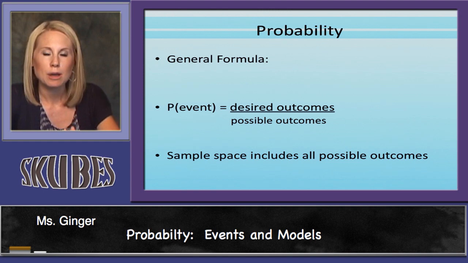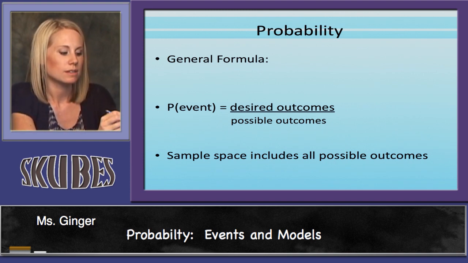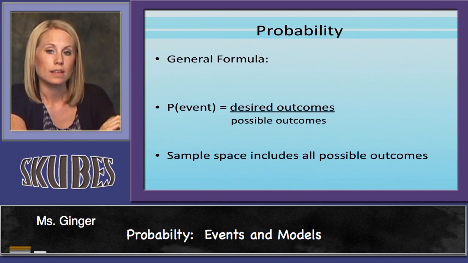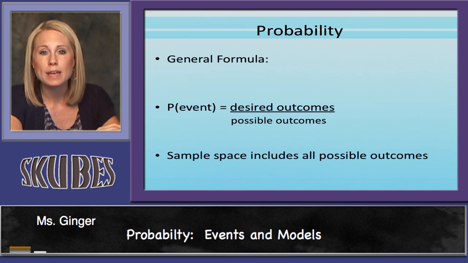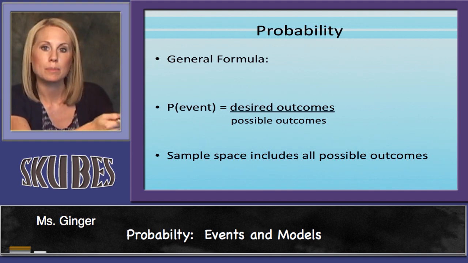So when you start thinking about probability, just remember that you're going to get a probability based on your desired outcomes divided by all possible outcomes. So just remember that. That's the overall general formula. And when you hear the term sample space, that's referring to all possible outcomes that could happen. That's your sample space.